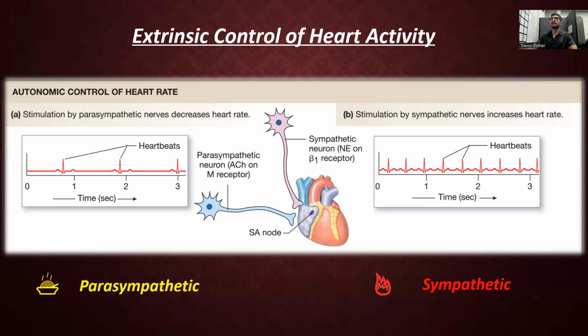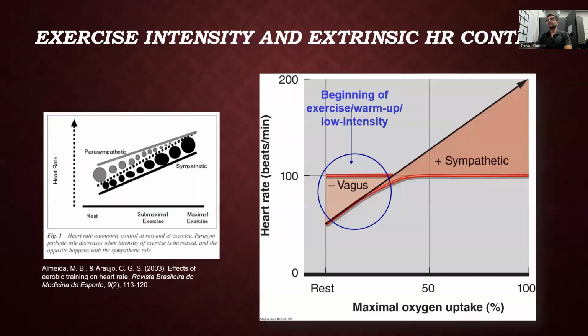Sympathetic, as we should remember, is your fight or flight. Parasympathetic is your rest or digest. You can think of parasympathetic as like a parachute, slowing things down. So as you would think, the parasympathetic slows down your heart rate and the sympathetic neuron increases your heart rate. And what you actually see here is that the baseline for the SA node, the default setting for the SA node, is 100 beats per minute.